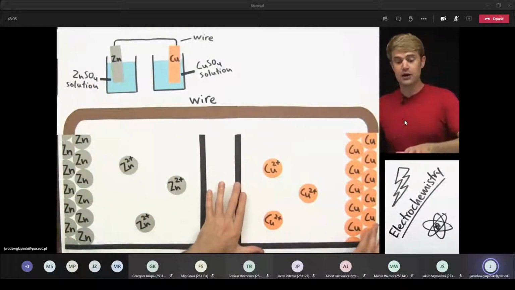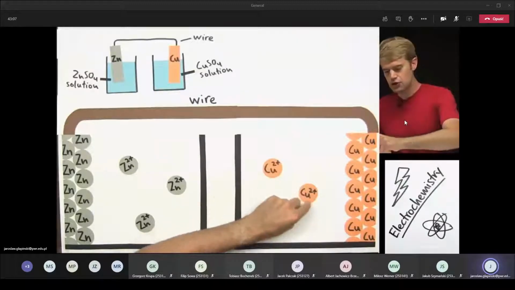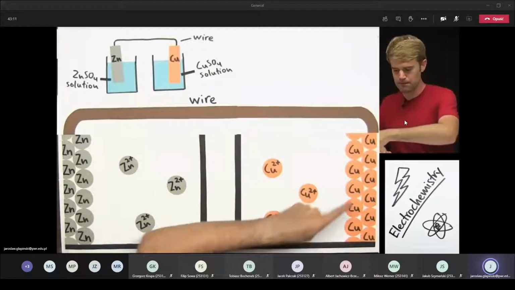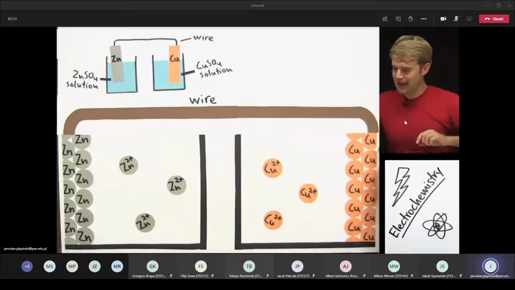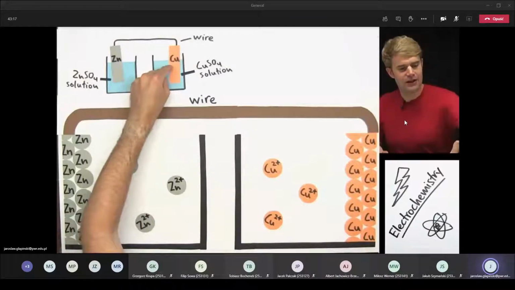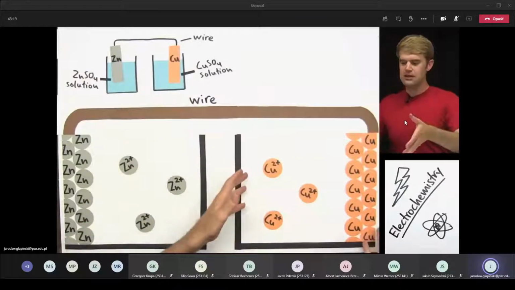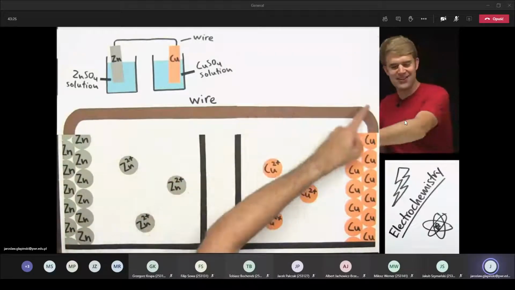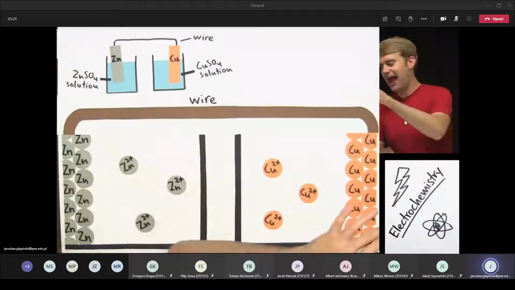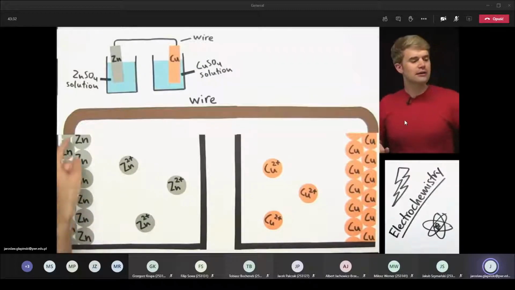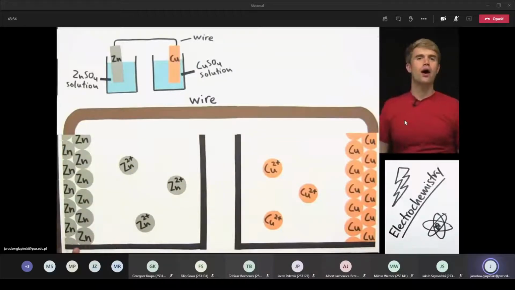Then over here, we have these Cu2+ ions that are in the CuSO4 solution. They're dissolved here. And then these copper atoms are on the edge of this piece of copper here. Okay? So we've got a wire that connects the zinc and the copper. And we've said that when we hook everything together, electrons start flowing through this wire.